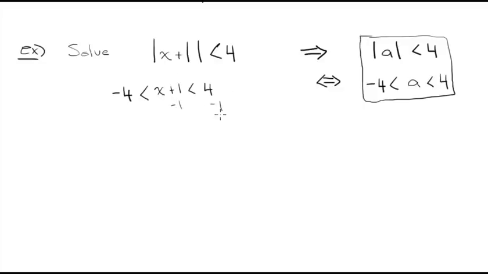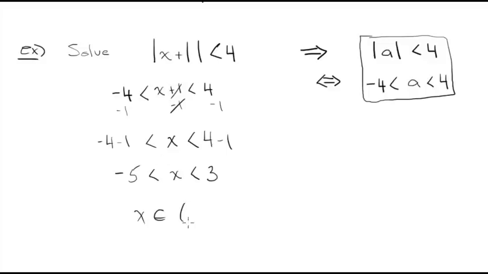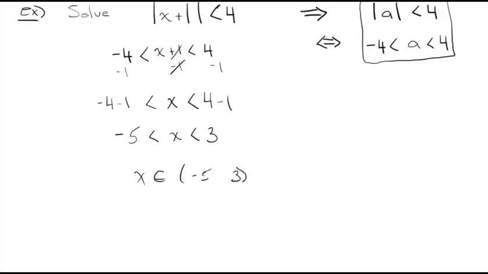We subtract 1 from everywhere in the inequality. So x is less than 4 minus 1, and bigger than minus 4 minus 1. So x is bigger than negative 5 and less than 3. So any number between negative 5 and 3, not including those two numbers, if I sub that in for x, that should make this inequality hold true. Okay, so that's another example.